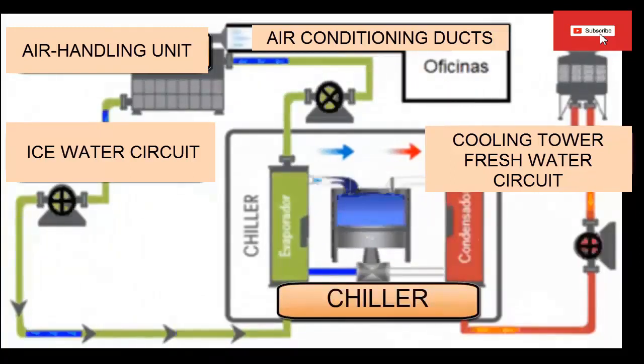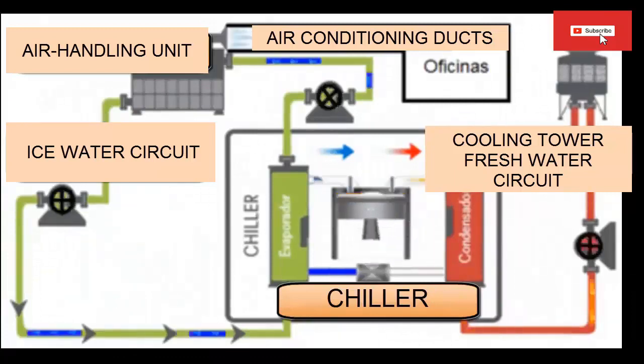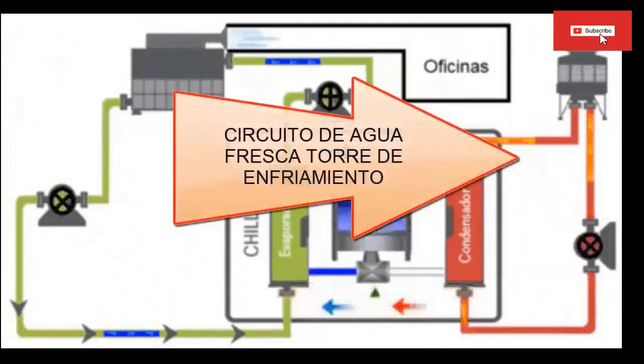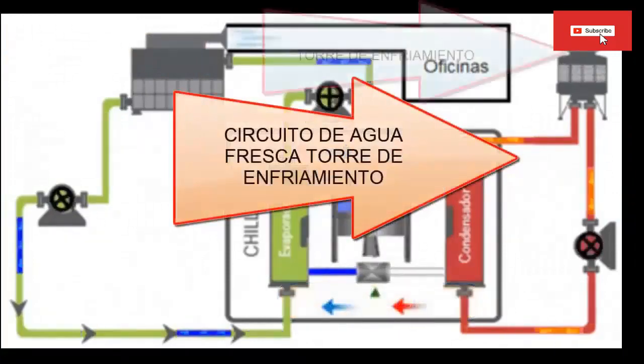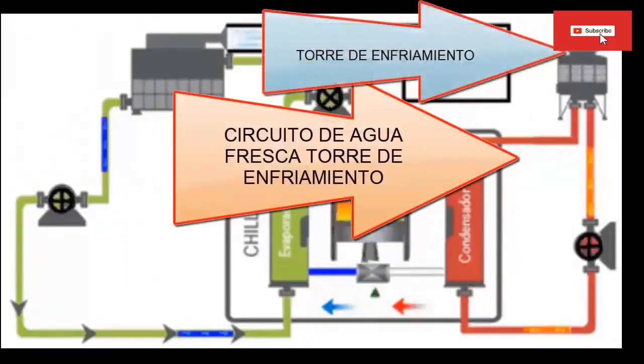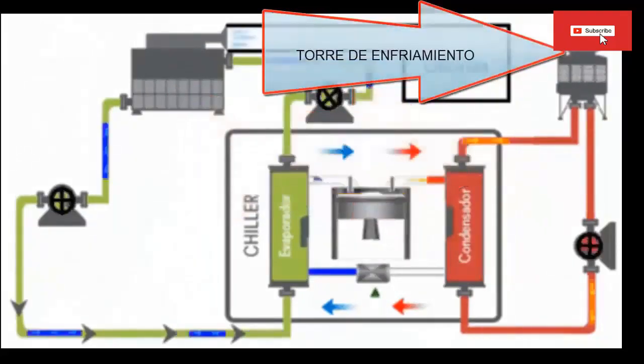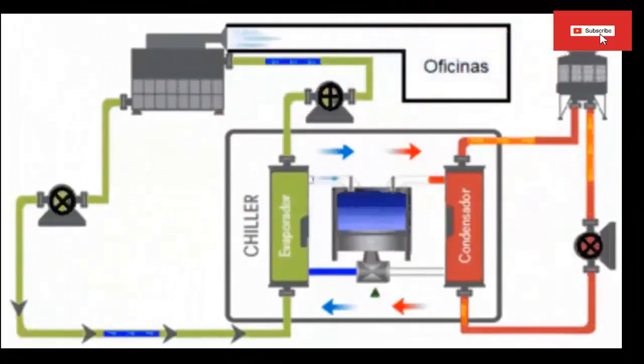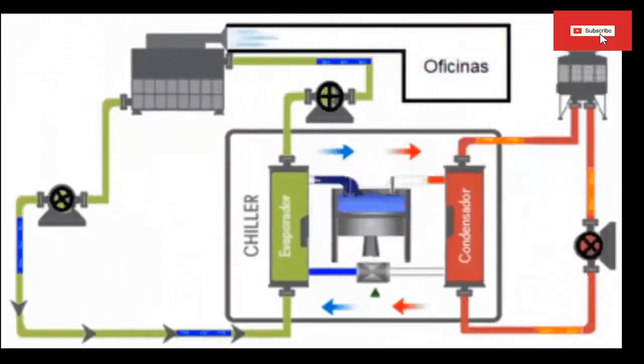As we can see in the animation, we have a water circuit that has nothing to do with the ice water that goes to the building. We will call this circuit of fresh water from the cooling tower. You must understand that the only objective of this circuit is to cool the chiller condenser. So we can summarize the operation of the installation in these 7 steps.